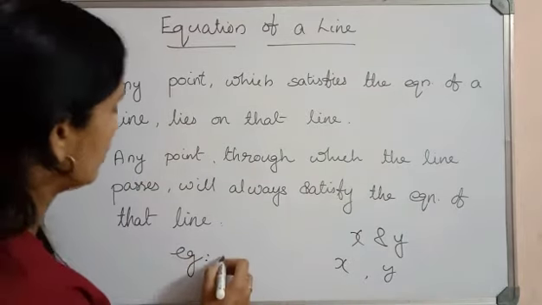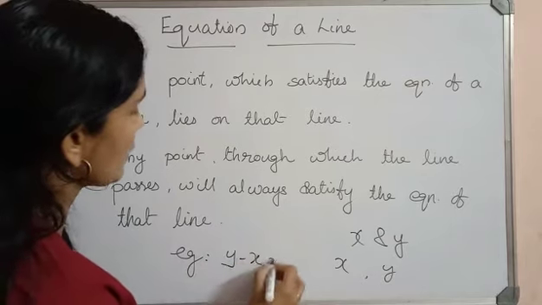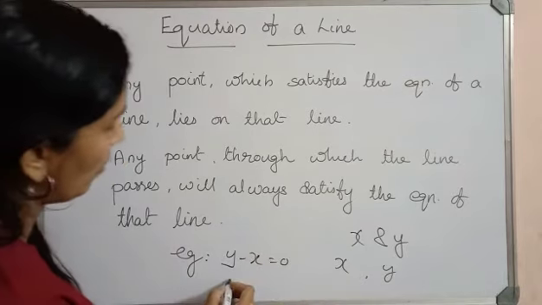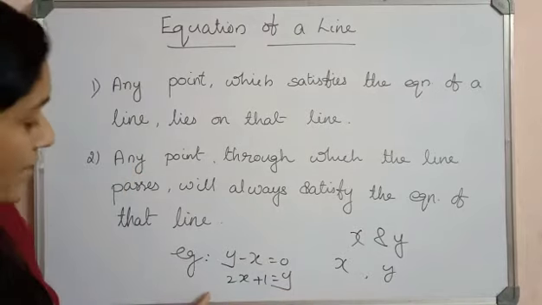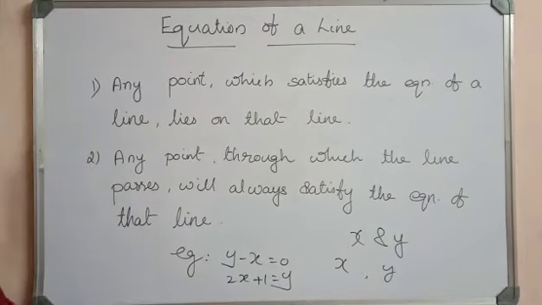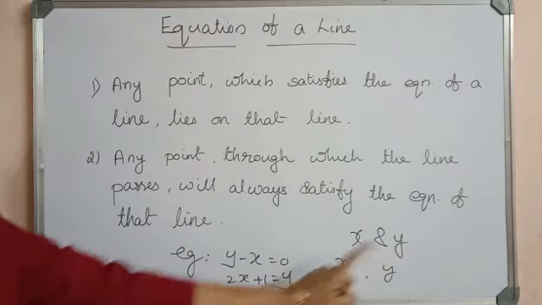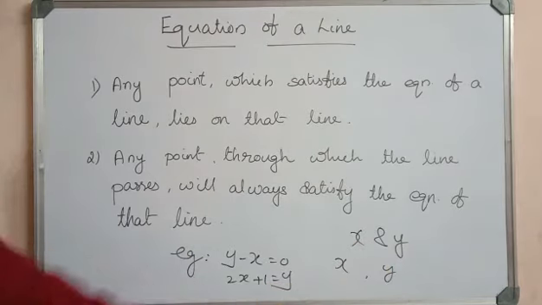Example: y minus x is equal to 0, or 2x plus 1 is equal to y. These are examples of linear equations. So linear equations are equations of first degree in variables both x and y, or only in x, or only in y. Every straight line can be represented by using a linear equation.